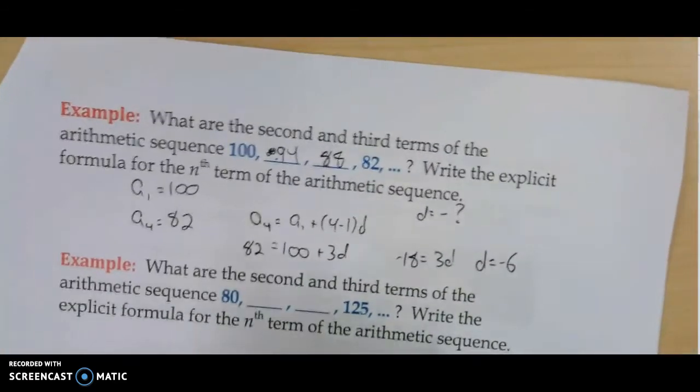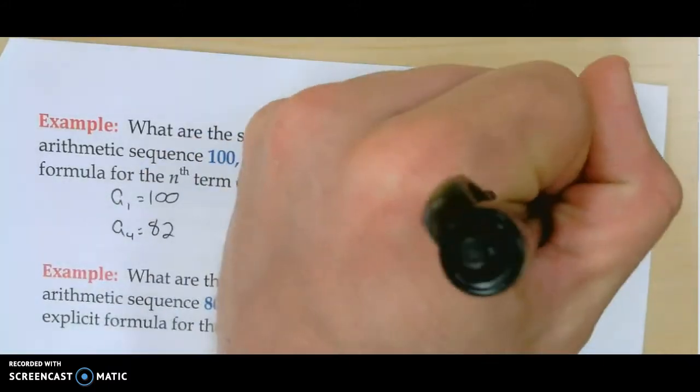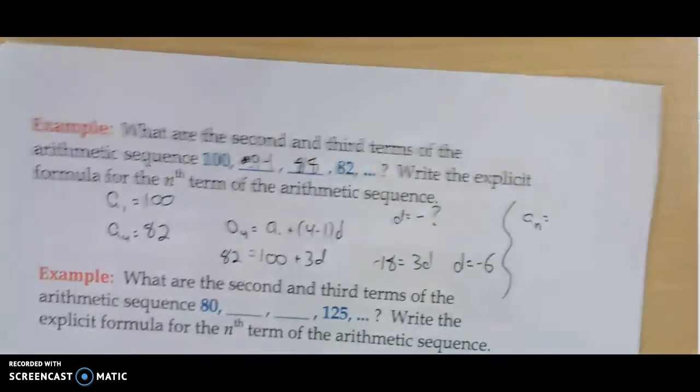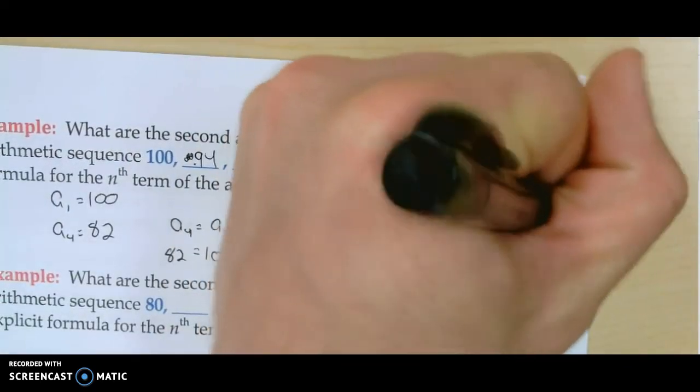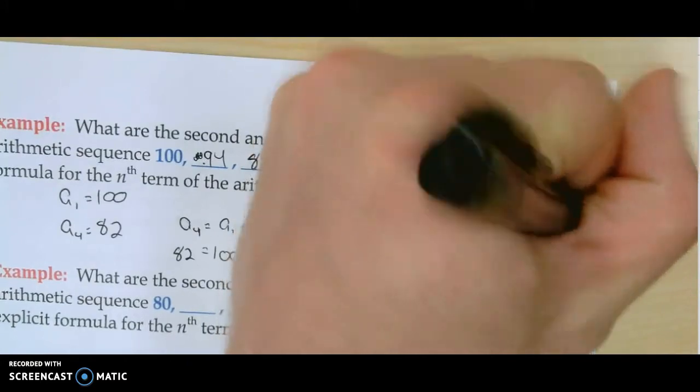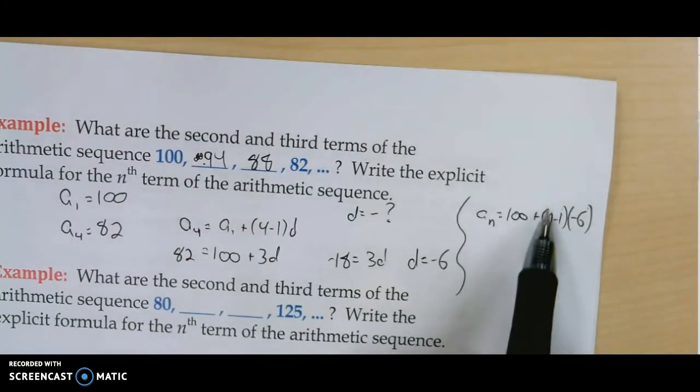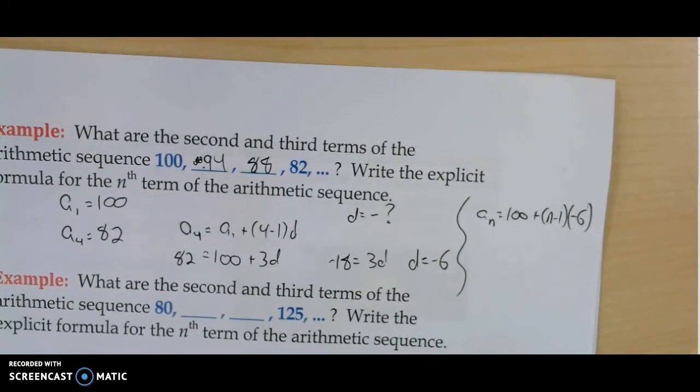Also, now that we know the common difference, we can go through and set up our formula. To find the nth term, we would take our first term, 100, plus n minus 1 times our difference of negative 6. Distribute that in, make it look pretty. We've done that before.